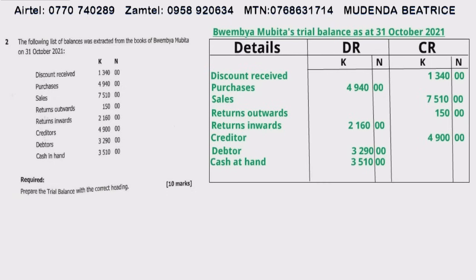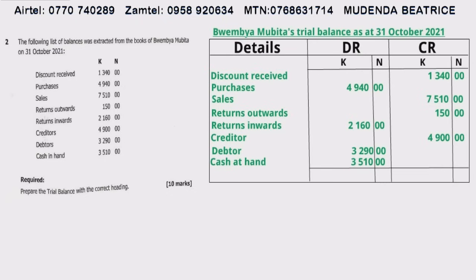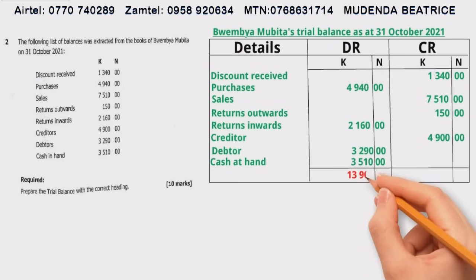So I've finished entering these. Now the thing is, if we have done it correctly, the totals we should get down here should be equal. When you add all the transactions in the debit column and all the transactions in the credit column, they should give you the same answer. So when we add 4,940 kwacha plus 2,160 kwacha plus 3,290 kwacha plus 3,510 kwacha, it will give us 13,900.